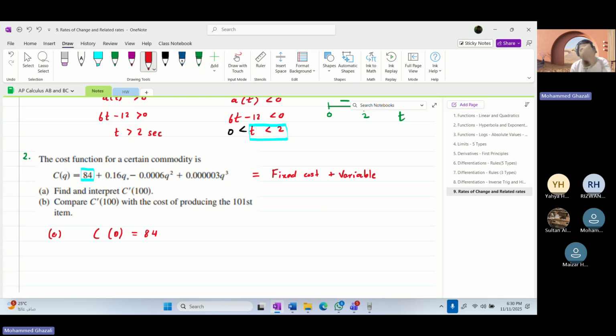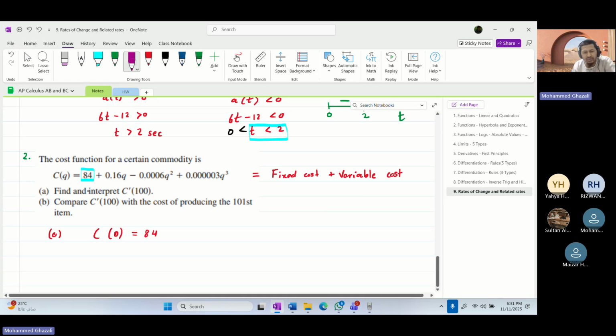Just say this factory is producing t-shirts. So variable cost. When you have a graph, when x equals 0, y equals 84. That means you still have to pay your workers. It's your fixed cost, operation cost. But now we don't want to find this. I was just explaining what this means.